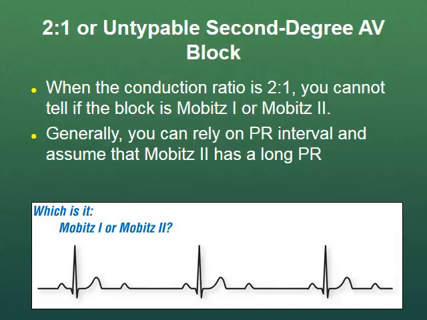All right, you can have a heart block that is untypable due to the fact that you have 2 to 1 conduction. You're dropping every other beat, so you don't have any opportunity to determine if you have a lengthening PR interval or not. These are just untypable second degree blocks.